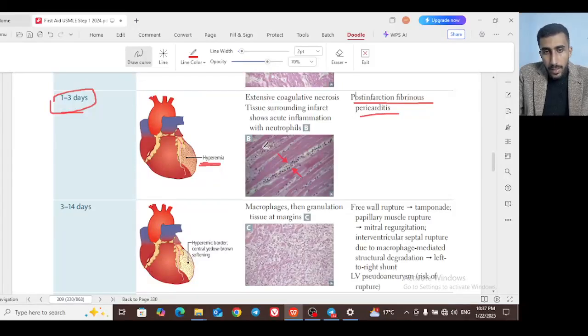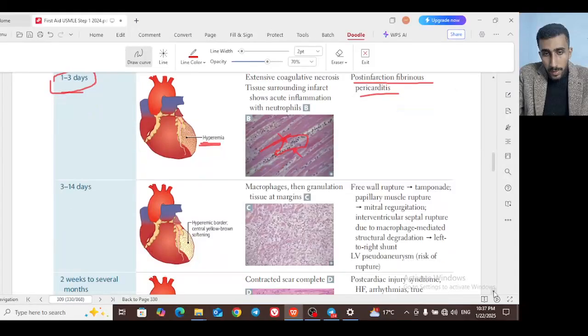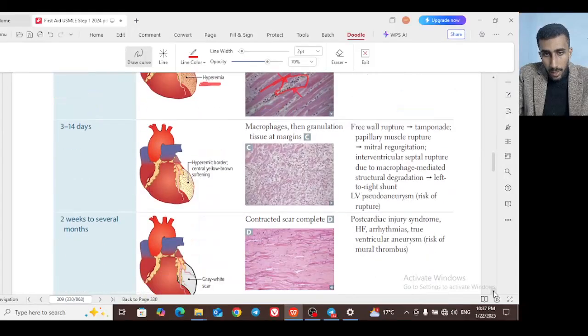For the LM picture, you will have extensive coagulative necrosis, and the tissue surrounding the infarct shows acute inflammation with neutrophils. The arrows here point to the neutrophils between the extensive coagulative necrosis affecting the myocardium. So you have essentially two elements: the extensive coagulative necrosis, and intervening between them are the neutrophils.